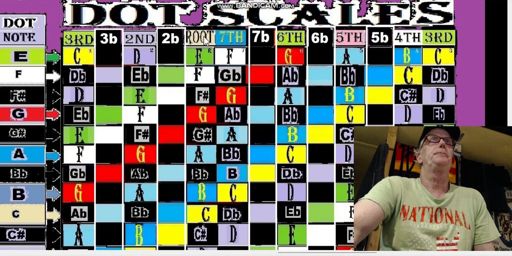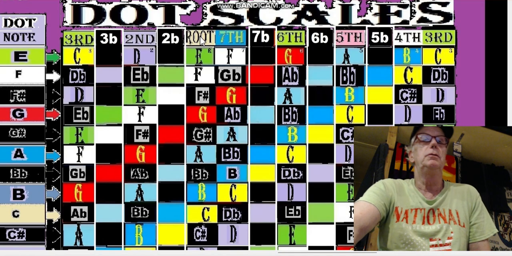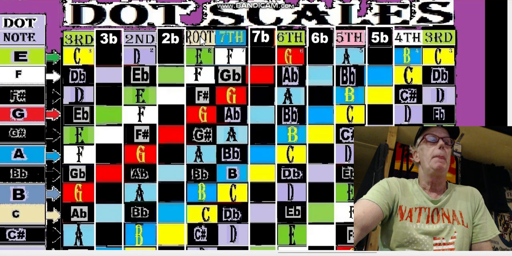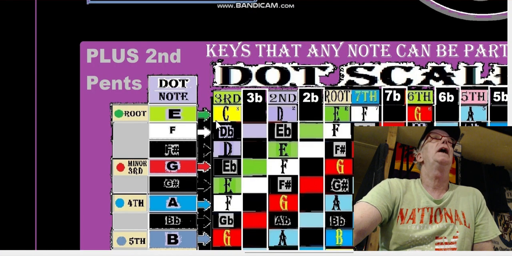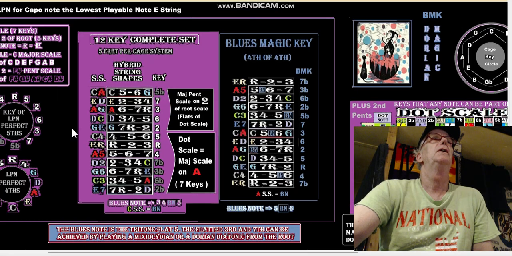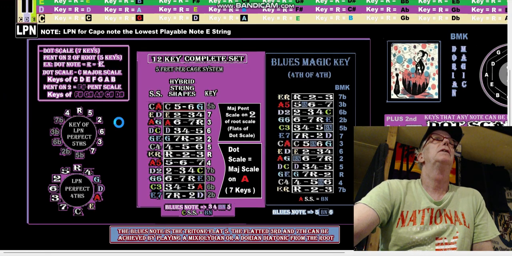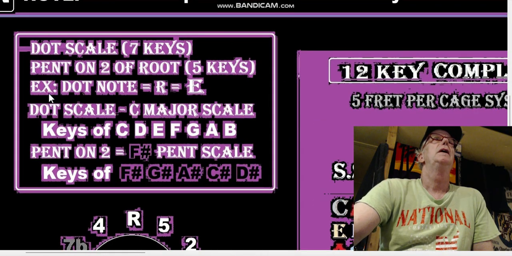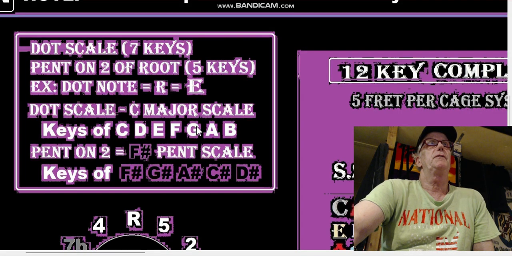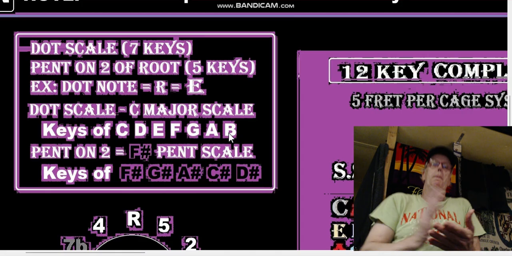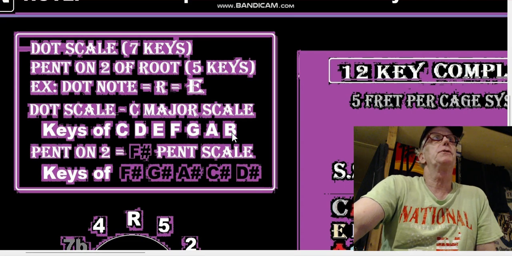Now this is also a pentatonic scale built off the second of the E scale. Alright, so how does that work? Let's look. Over here, example, dot note equals E. The dot scale is simply the C major scale. E is the third of C, the second of D, it's the root of E, the seventh of F, the sixth of G, the fifth of A, and the fourth of B. It goes backwards, and so do the sharps.